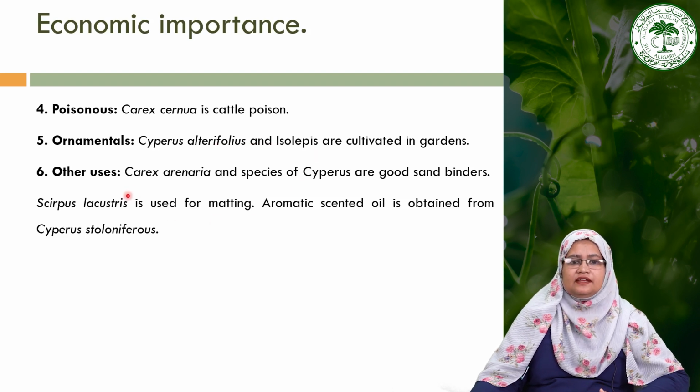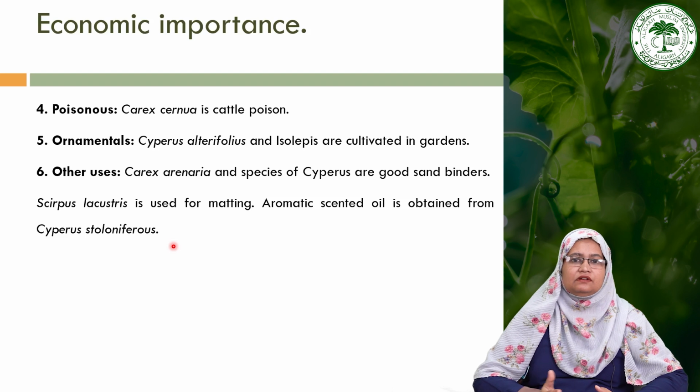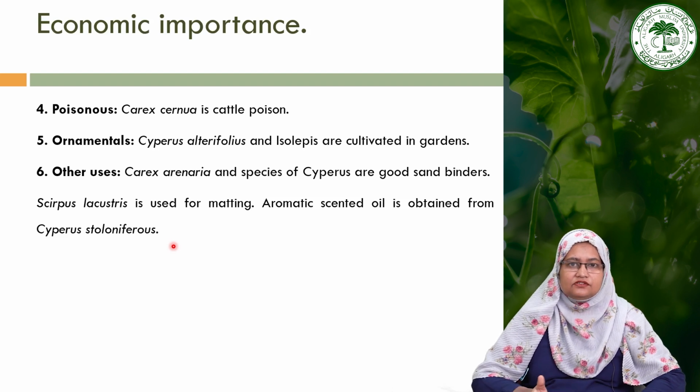Then some other uses: Carex arenaria and some species of Cyperus are good sand binders. Then Cyperus tegetum is used for matting. Then some aromatic scented oil is obtained from Cyperus stoloniferus. So these are the economic importance of the family Cyperaceae, that is also called the sedge family, as you have seen many sedges all around your surroundings.